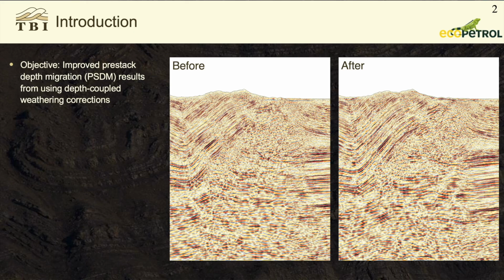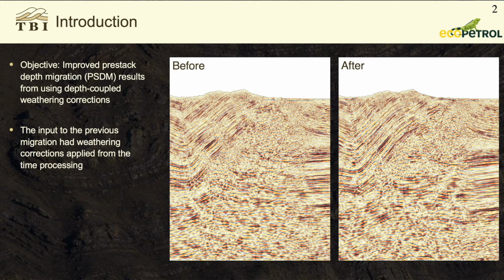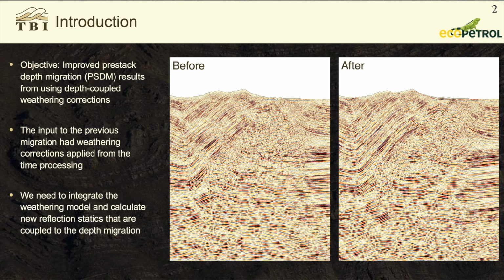So the objective of this workflow is to improve the pre-stack depth migration results from using depth-coupled weathering corrections. The input to the previous migration, our before image, had weathering corrections applied from the time processing workflow. We need to integrate our weathering model and calculate new reflection statics that are coupled to the depth migration. That will produce this after image.